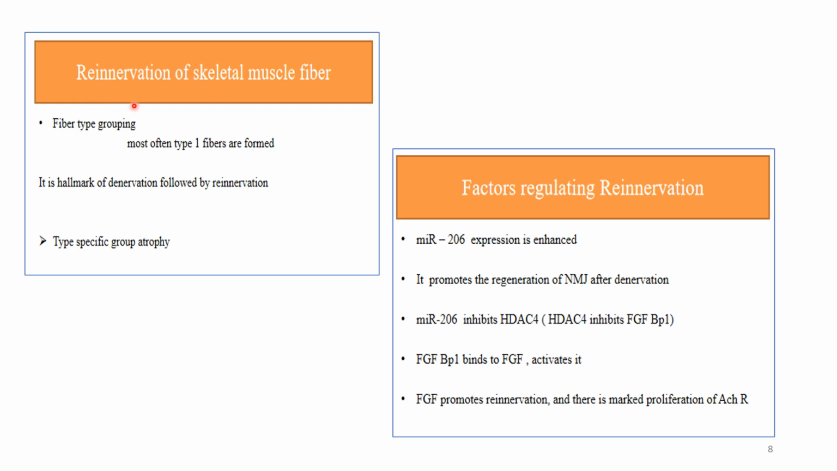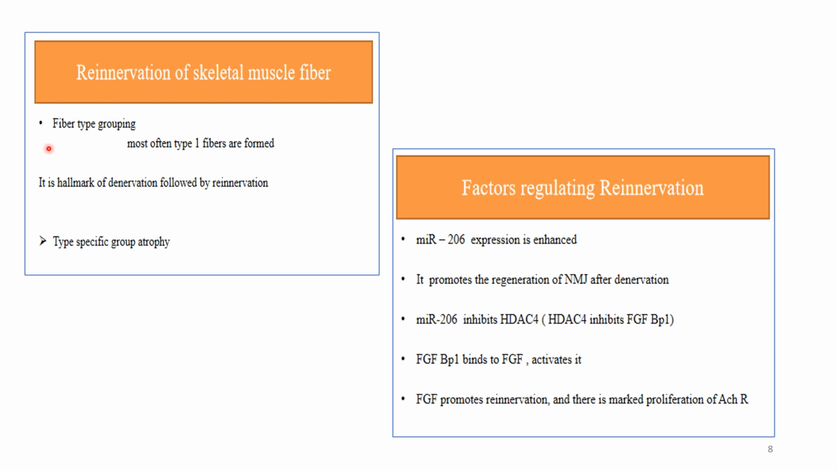Now coming to the re-innervation of skeletal muscle fiber. So what happens if the denervated skeletal muscle fiber is re-innervated? There is formation of a particular type of muscle fibers only. We have different types of muscle fibers, that is type 1 and type 2. Now all muscle fibers are type 1 only. So mostly 99.9% only type 1 muscle fibers are formed, whichever may be the type of muscle fibers destroyed.